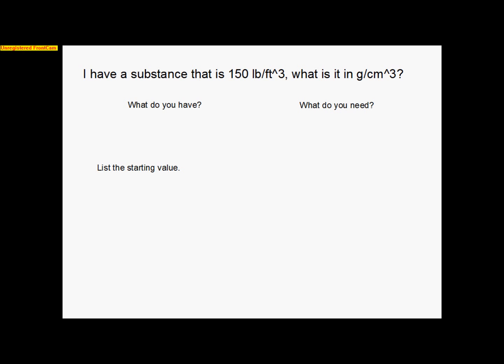So, this is our basic example of our conversion. Our dimensions. All these are going to be important in soils. So, I have a substance that is 100 pounds per cubic foot. What is it in grams per cubic centimeter? So the way I solve this problem is I identify first, what do I have? So I have pounds per cubic foot. And then what do I need to know? I need to know grams per cubic centimeter.